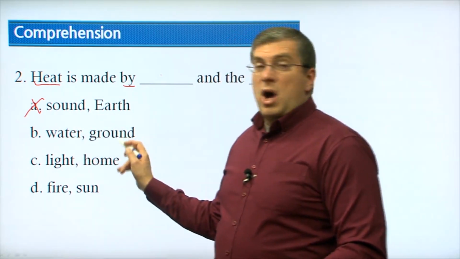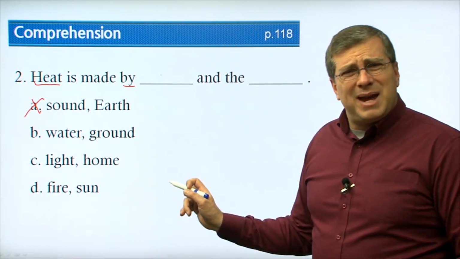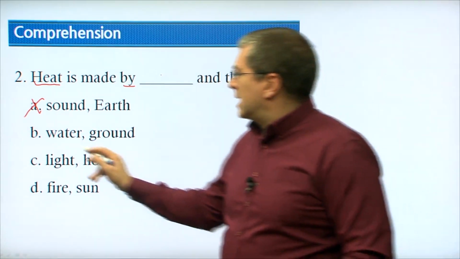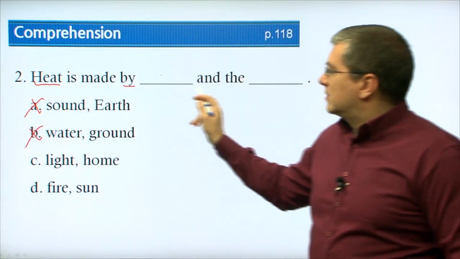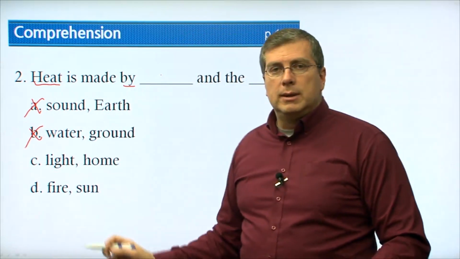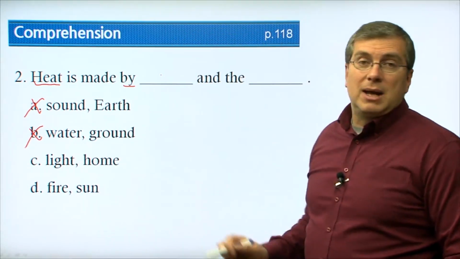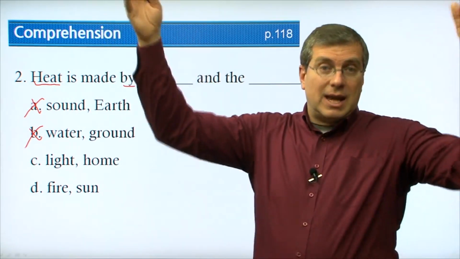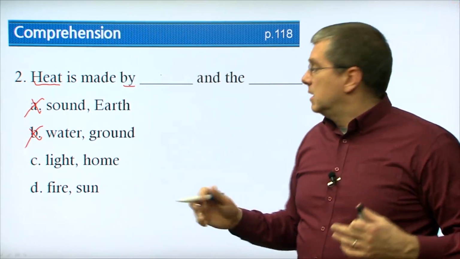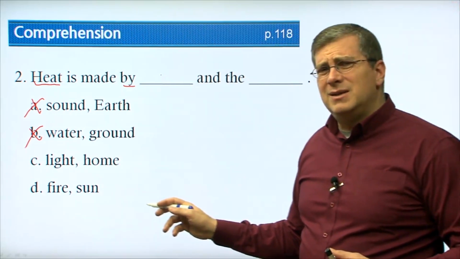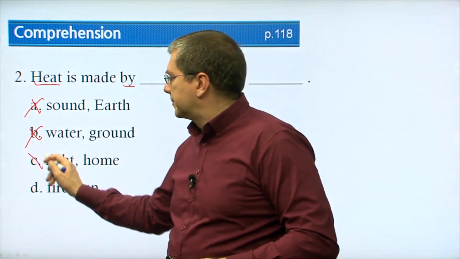Heat is made by water and the ground. Water makes heat? No, water doesn't make heat. That's not right. Heat is made by light and the home. Well, heat is made by light, right? If you hit the sunlight or the light in this building, that's making heat. But a home makes heat? No, the home doesn't make heat.